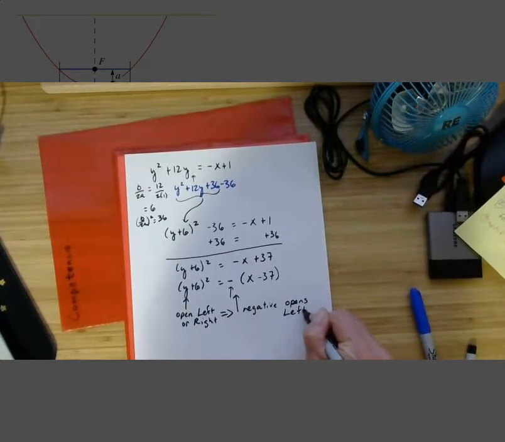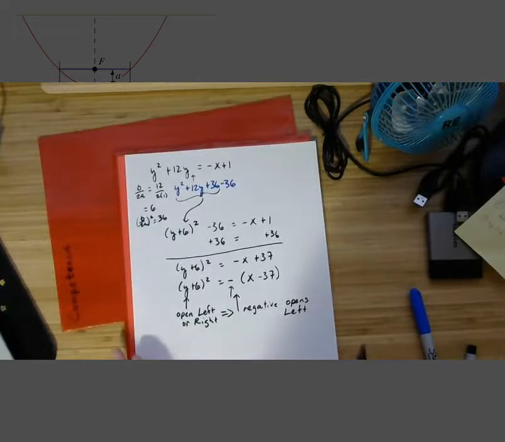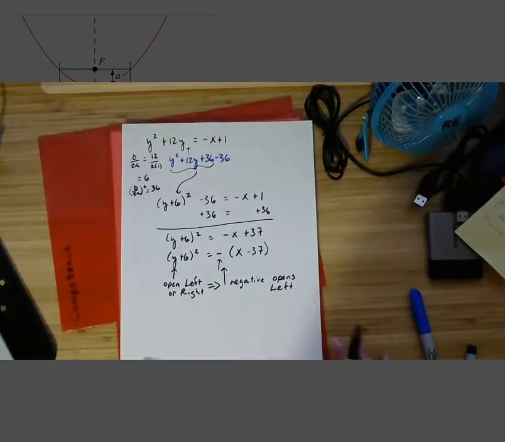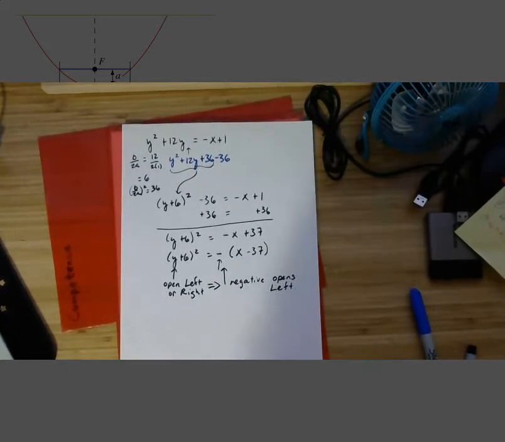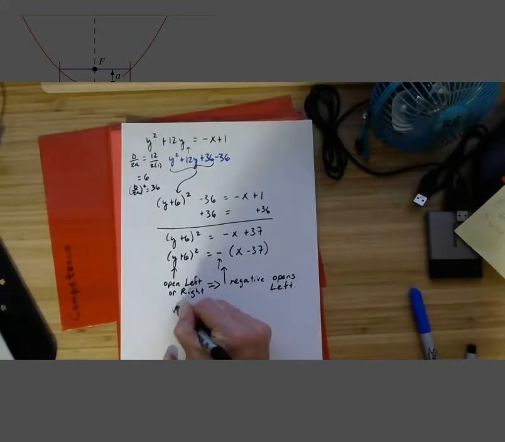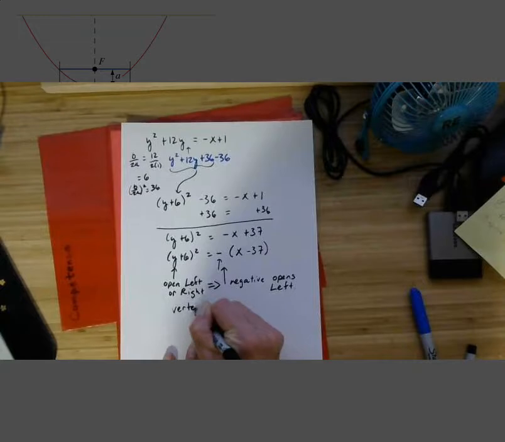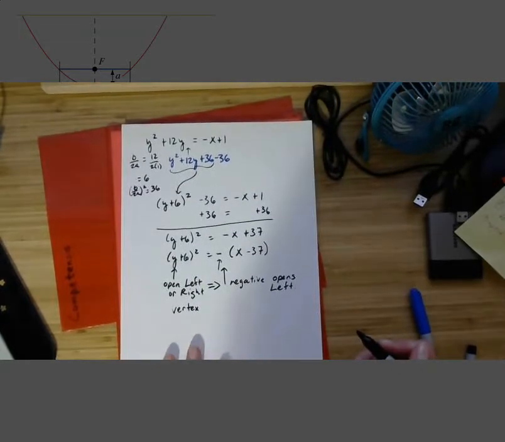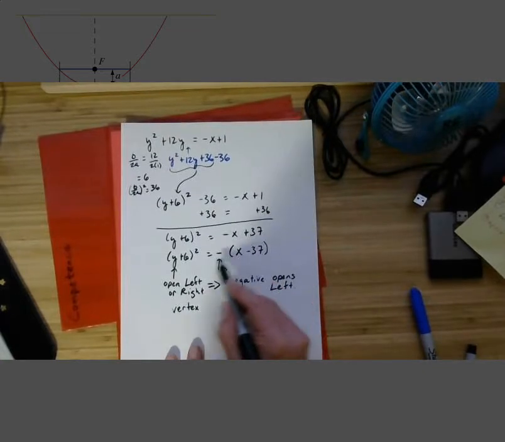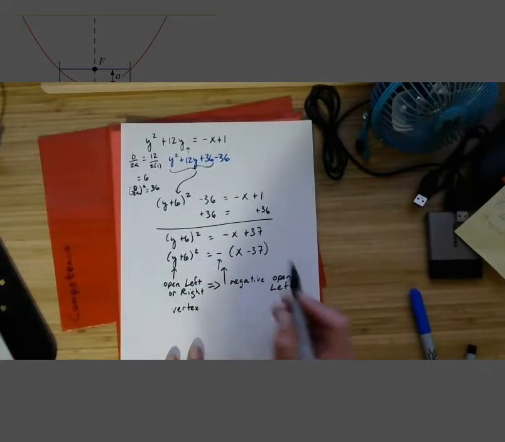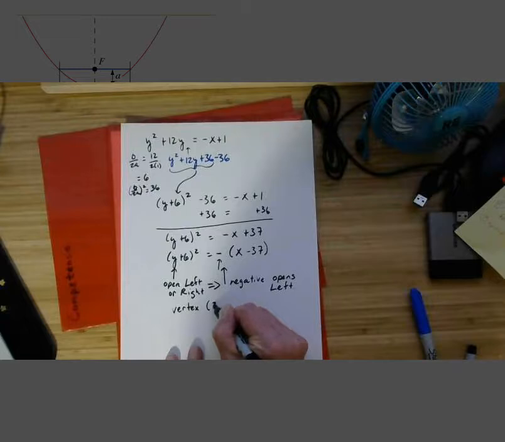So where is my vertex? We don't call it a center. We don't have a center on a parabola, but we do still have a vertex. So where is the vertex? The vertex is where the center was for the circle, the ellipse, and the hyperbola. It is h, k, just as it was for the others. So the vertex is at 37, negative 6.